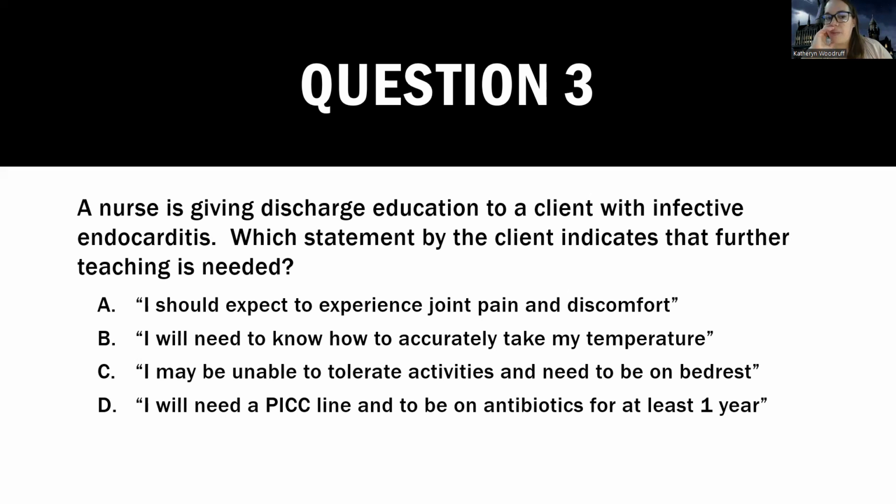If I remember correctly, people with infective endocarditis can have those weird joint symptoms, and those have all the weird names and stuff like that. So I'm going to say that that's true, so I don't think this is the correct answer. It says, I will need to know how to accurately take my temperature. Well, it's an infection, and if they're going home, they probably want to know if the infection's getting worse or not getting better. So that seems like something good to do, to know how to take their temperature.